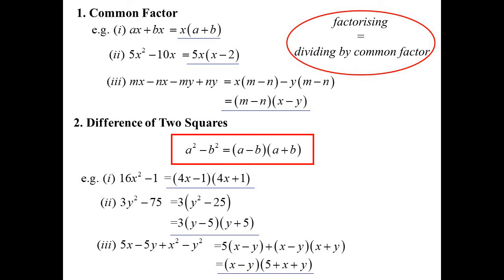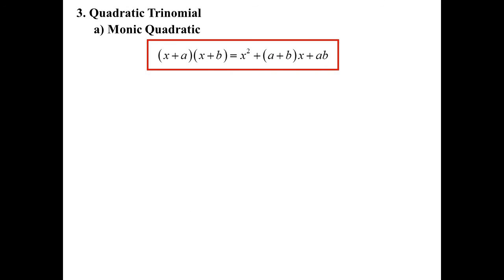And there we are, (x - y)(5 + x + y). Quadratic trinomial, and if we're lucky, it's monic, makes life so much easier. Monic, of course, meaning that the coefficient of x squared is 1.